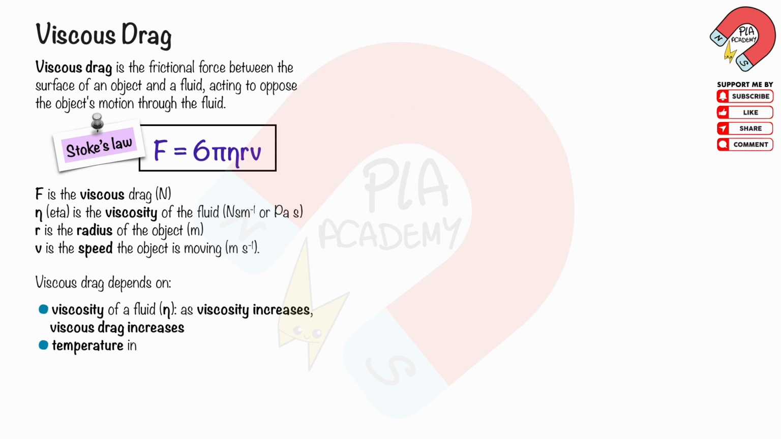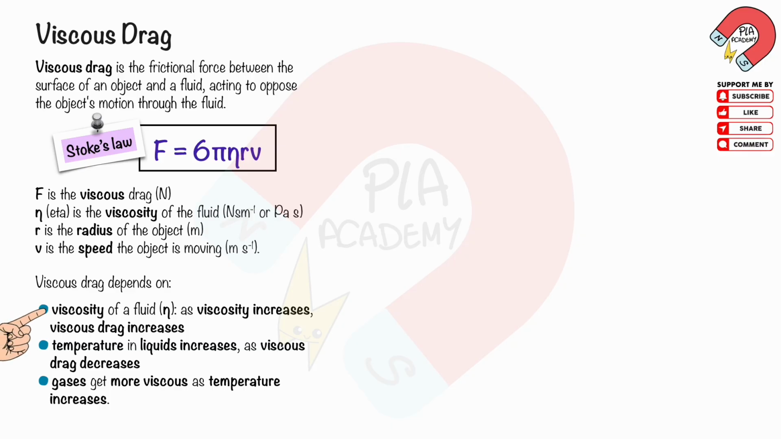Viscous drag depends on the viscosity of a fluid. As the viscosity increases, the drag increases. As the temperature of liquids increases, the viscous drag decreases, while gases get more viscous as temperature increases. Stokes' law only applies to small objects moving slowly with laminar flow.